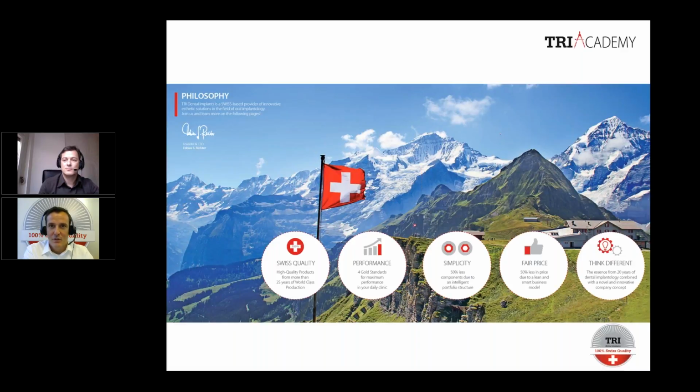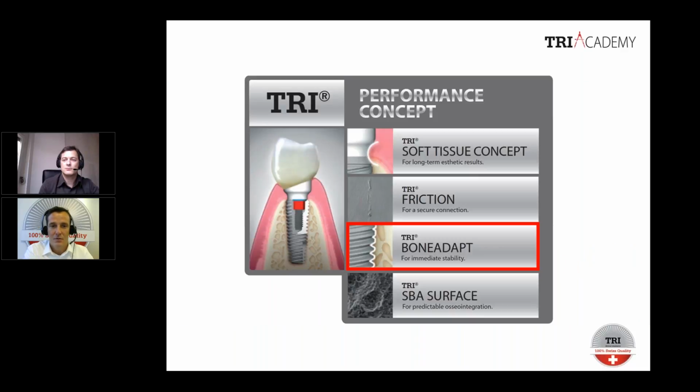But before I give the word to Dr. Kamm, I would like to shortly explain in our philosophy the performance concept. The performance concept of the tree implant system is basically 4 gold standards, and I want to point out 1 or 2 gold standards which are important for achieving primer stability in techniques for immediate loading. So the immediate loading needs a good primer stability, and there's 2 points basically very important, and this is in our system the bone adapt.